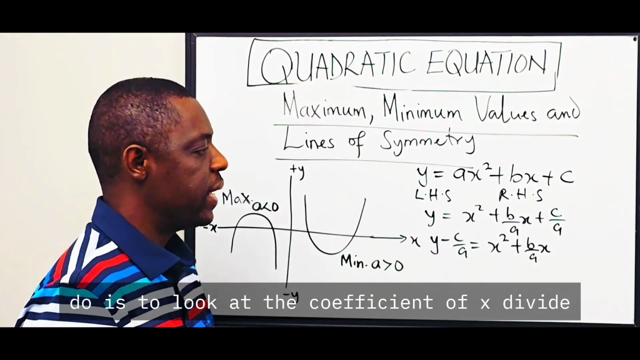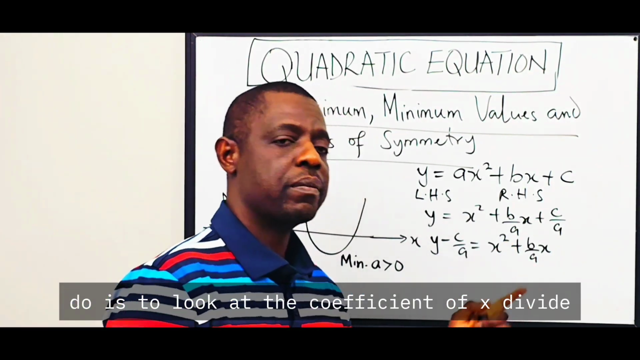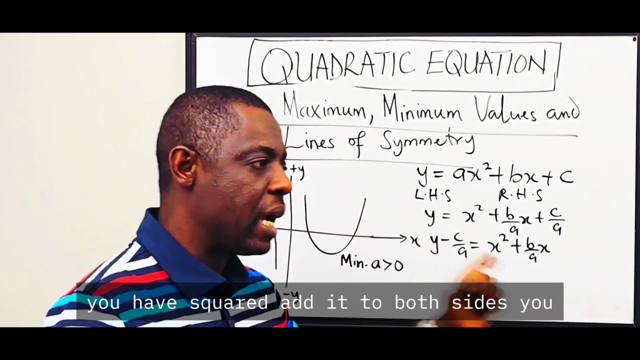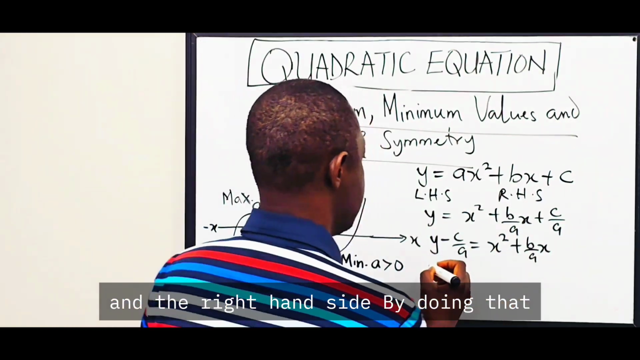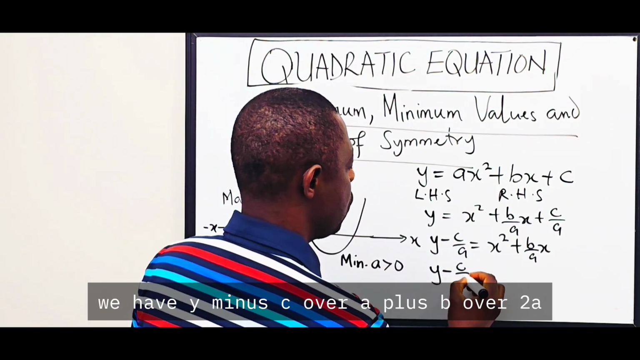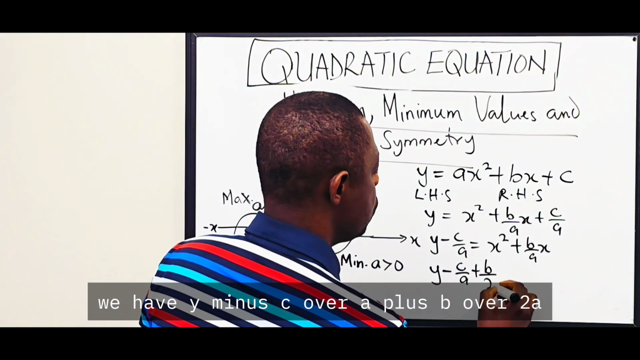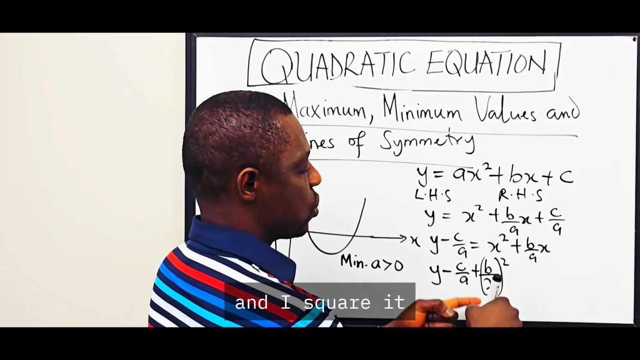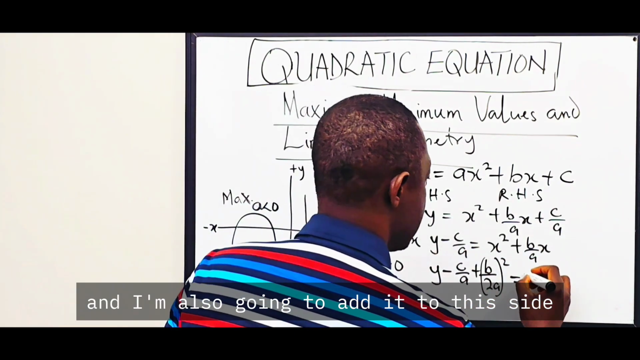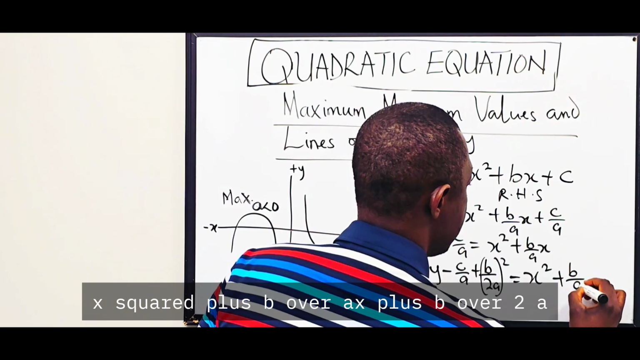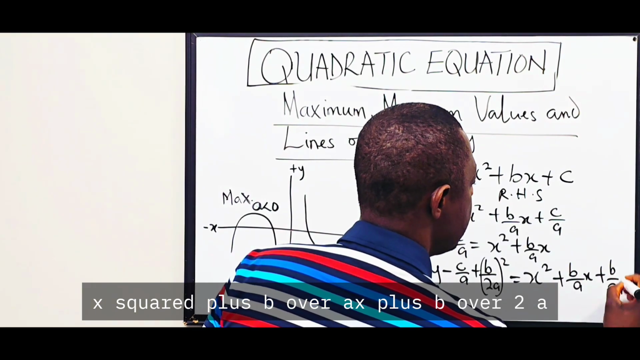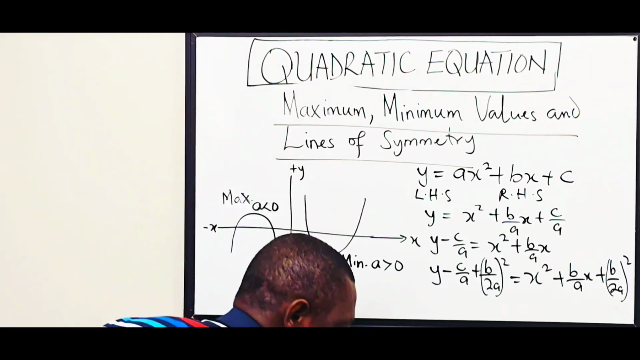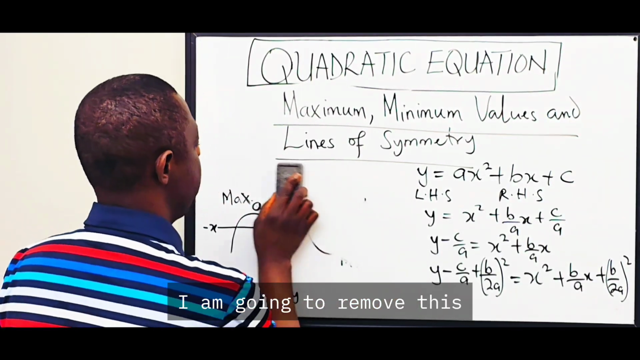The next thing to do is to look at the coefficient of x, divide it by 2, and square it. After you have squared it, add it to both sides, the left hand side and the right hand side. By doing that, we have y minus c over a plus b over 2a squared. I take the coefficient of x, divide by 2, and square it, and I add it to both sides: x squared plus b over a x plus b over 2a squared. I'm adding it to both sides.